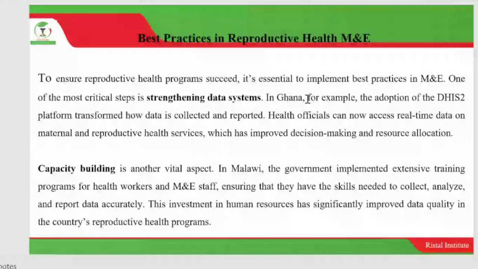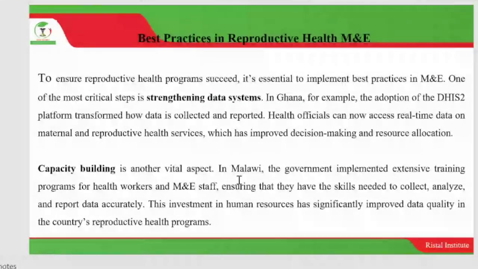So to ensure reproductive health programs succeed, it is very essential to implement best practices in M&E. One of the most critical steps is strengthening data systems. One practice that is very critical is strengthening data systems. And we have an example here that, for example, in Ghana, now you have very many countries that are using the DHIS tool that we discussed the other time very much.